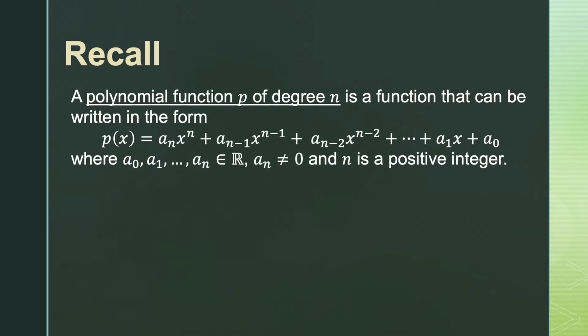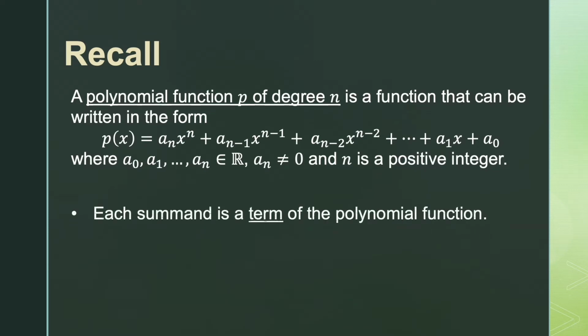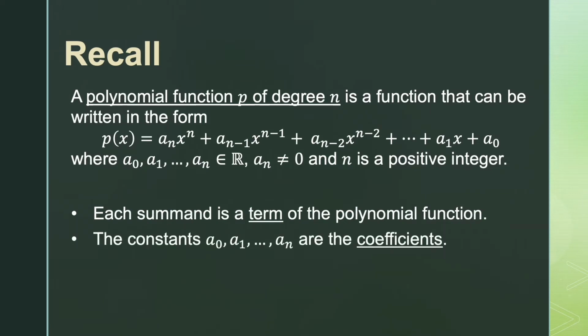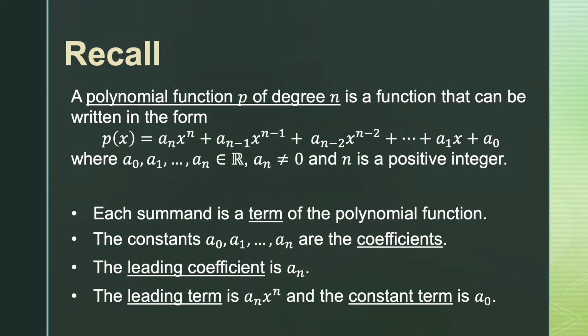Let us note that each summand is a term of the polynomial function. The constants a naught, a sub 1, and so on, a sub n are the coefficients. The leading coefficient is a sub n, the leading term is a sub n x raised to n, and the constant term is a sub 0.